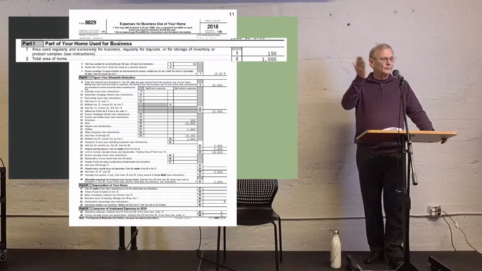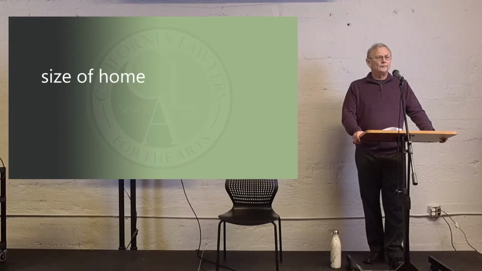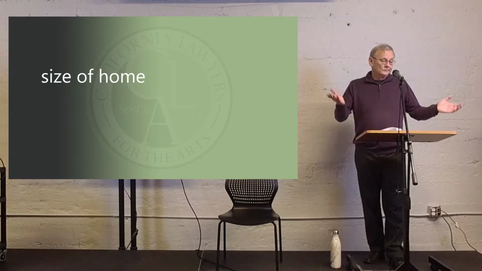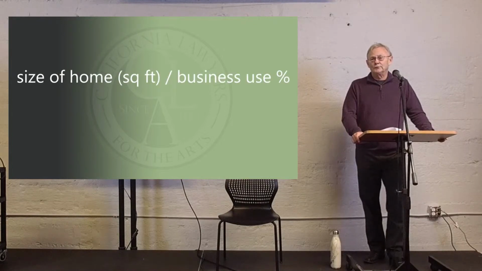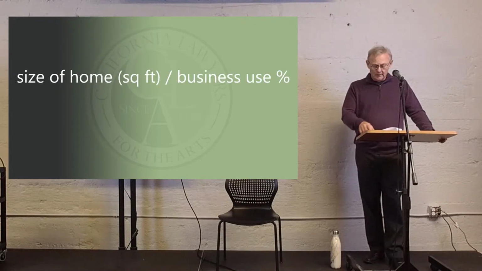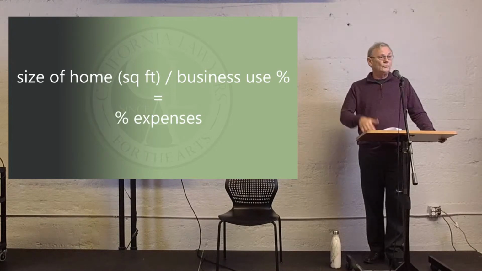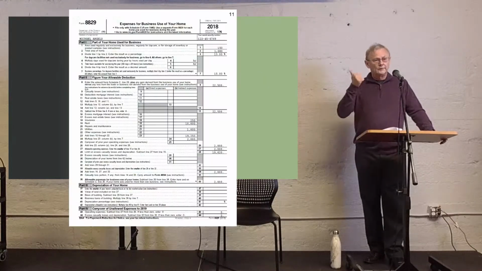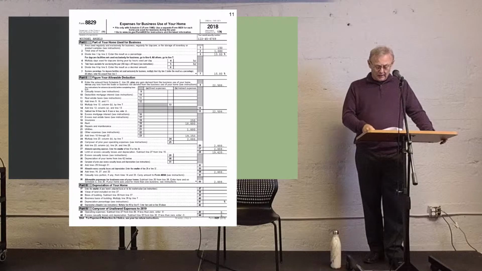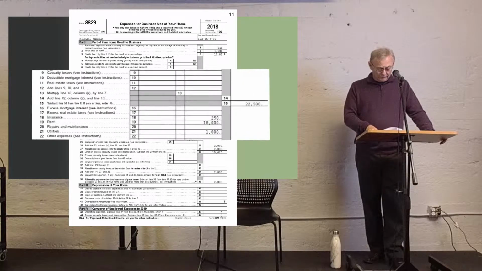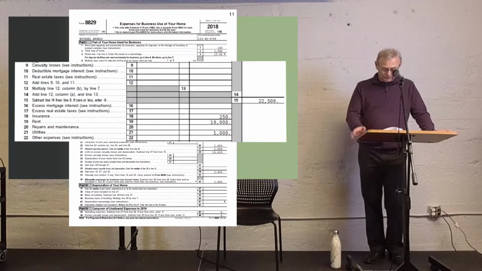We're basically coming up to a business use percentage, just like we did for cars. You then compute the size of your house or your apartment, and divide the business square footage by the total square footage, and that's the percentage that you can use of your various expenses. The various expenses are listed basically on lines 9 through 22.